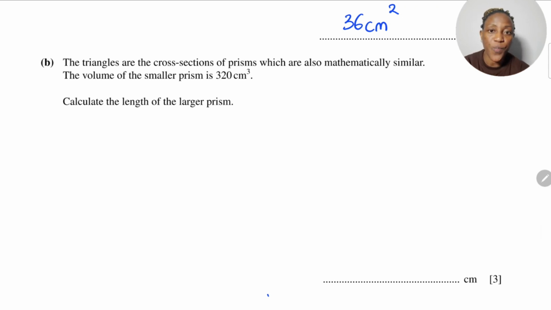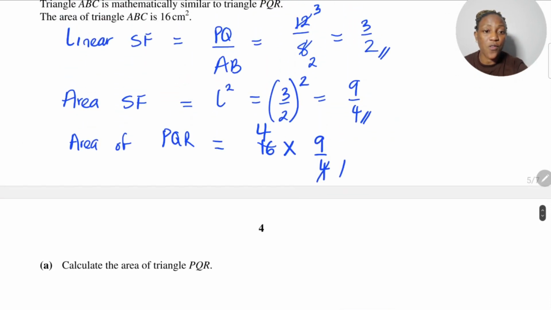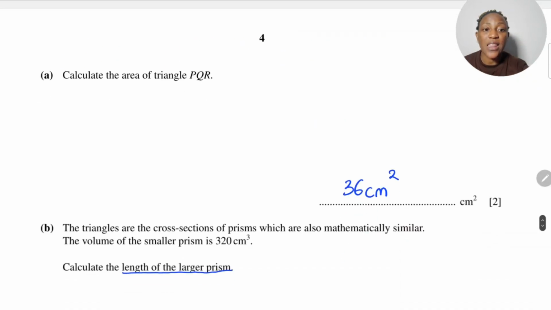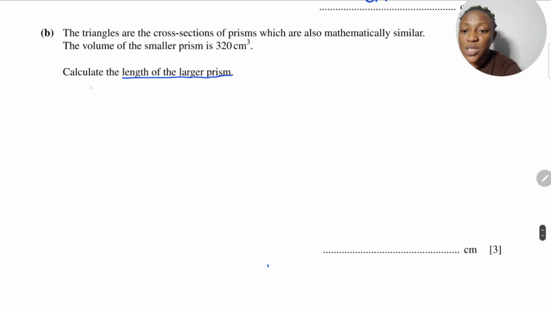So if we are given the volume of the smaller prism, we could easily find the length of the smaller prism. Why do we need the length of the smaller prism? Because the question is asking us to calculate the length of the larger prism. So if we could find the length of the smaller prism, we would apply our linear scale factor that we got here, and then use it to find the length of the larger prism. I hope you understand.